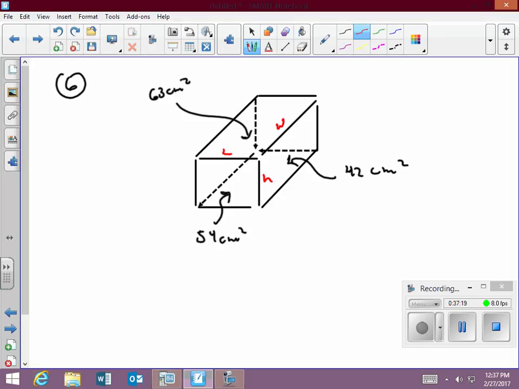I guess I could make it, you can draw it differently. I could list it a different way. I could list it this way. Make this up. Make this one 54, right? Isn't that 54? And this one 42. Then this would be width, this would be length, this would be height. Okay. The dimensions, though, they want those dimensions. So what do you think?